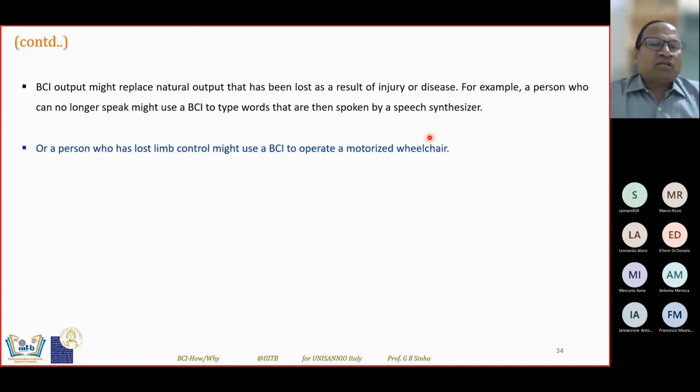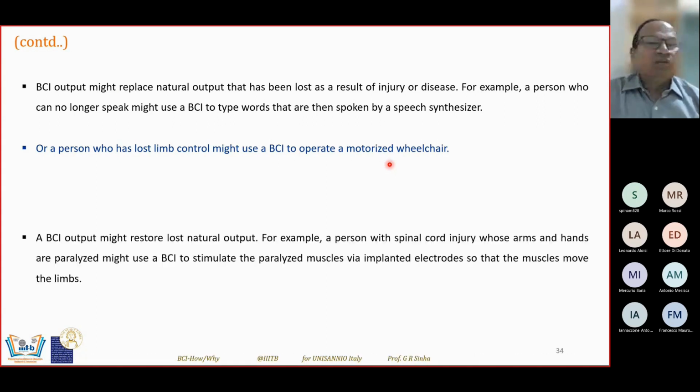Or a person who has lost limb control, which is related to speaking loss. The next one is that a person who has lost limb control might use a BCI to operate a motorized wheelchair. He can be guided to use certain commands, and there will be some buttons on the wheelchair, and the person can be guided on how to move forward and so on.